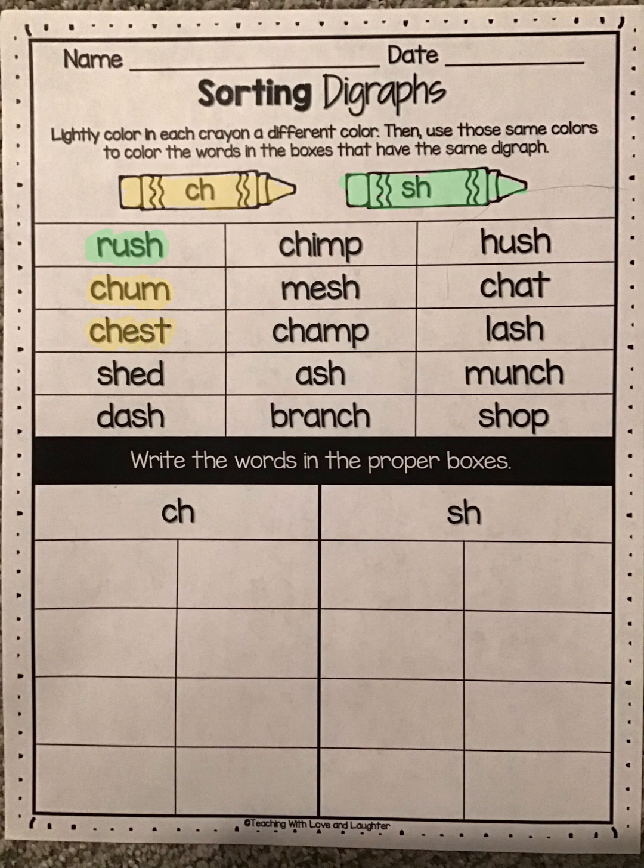And when you're done with that, you then will sort the words and write them in their proper boxes. You'll see that we have a CH category and we have an SH category. So you'll write all of those words in your best handwriting using a pencil. When you're done, please turn this into the top basket and move on to Lexia.